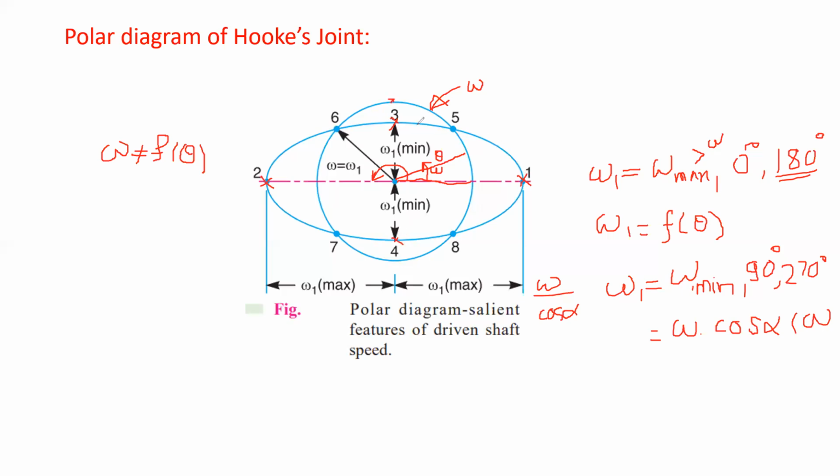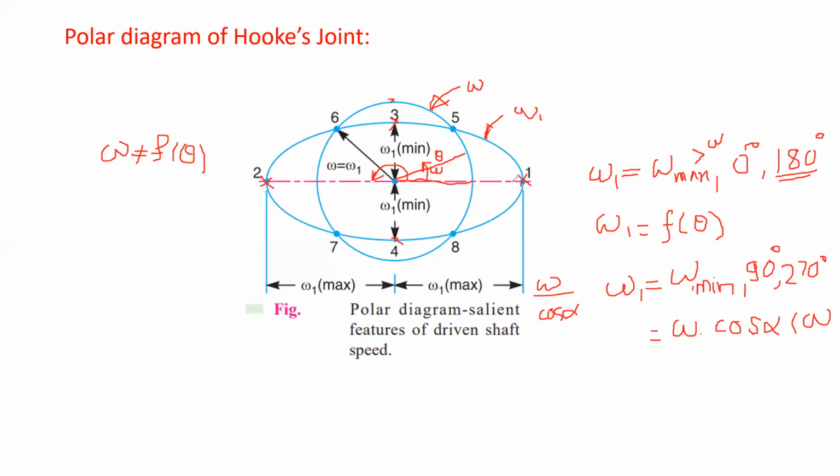Now you have to join all these points with the help of an ellipse like this. This ellipse is showing the variation of omega 1.